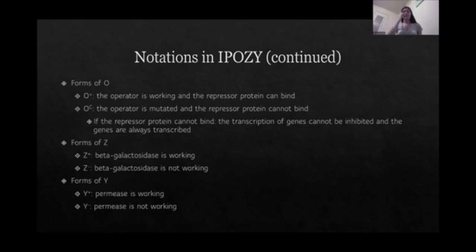So for O, there are 2 types. You can have O plus and OC. And OC is like the equivalent of having a minus. We just use a C there to say constitutive. So, for O plus, the operator is working and the repressor protein can bind. So everything is normal. OC means that it's mutated and the repressor protein cannot bind.